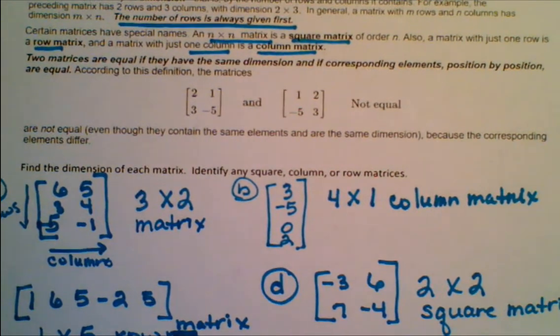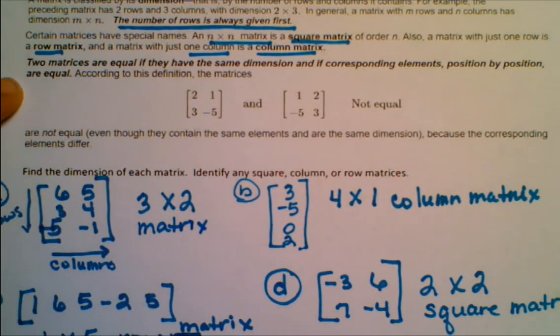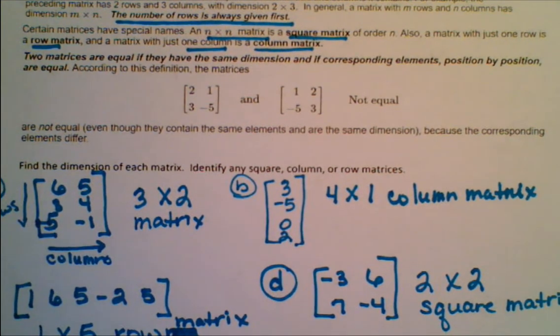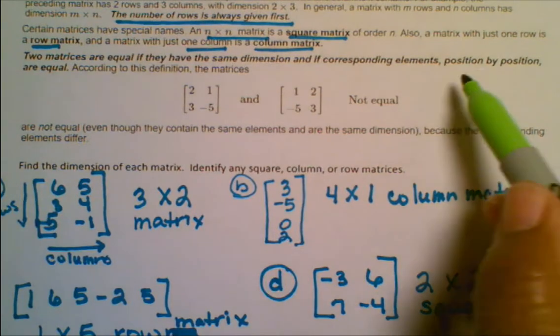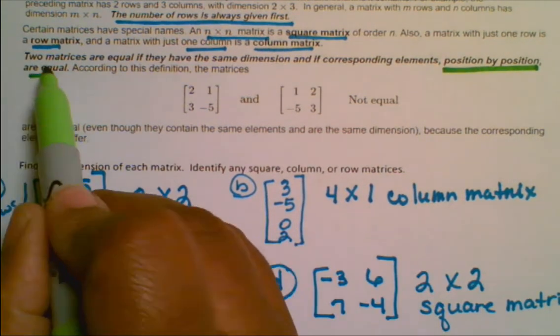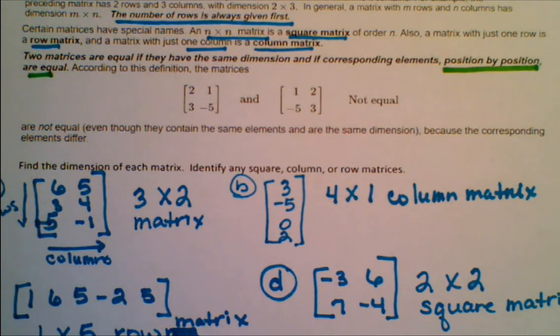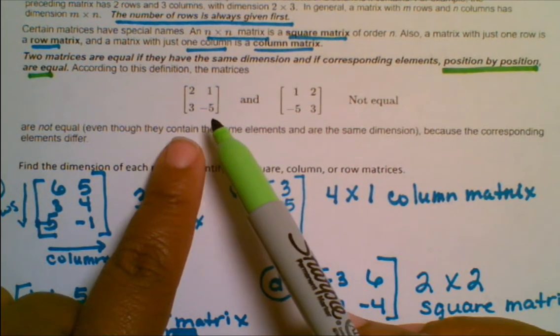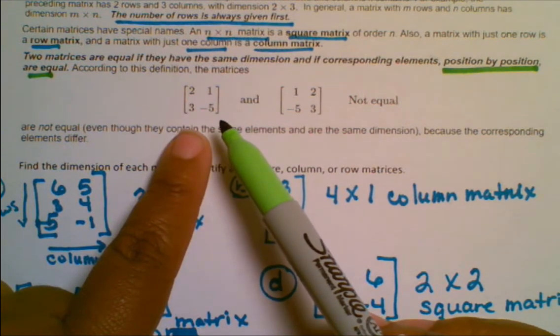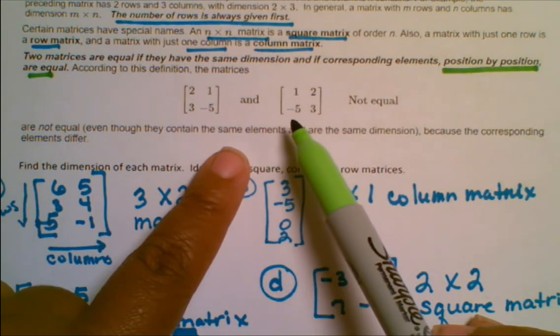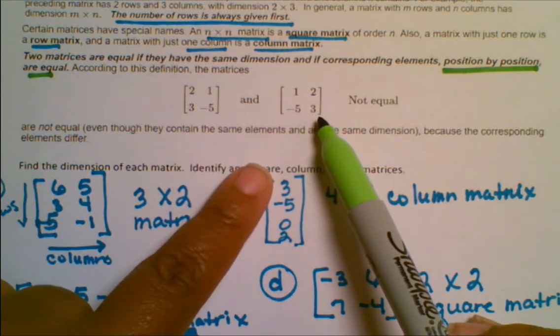Let's look at the next portion of the notes here. Two matrices are equal if they have the same dimension and if corresponding elements, position by position, are equal. Okay, so we have a 2 by 2 matrix here, 2, 1, 3, and -5. Then we have 1, 2, -5, 3, another 2 by 2 matrix.